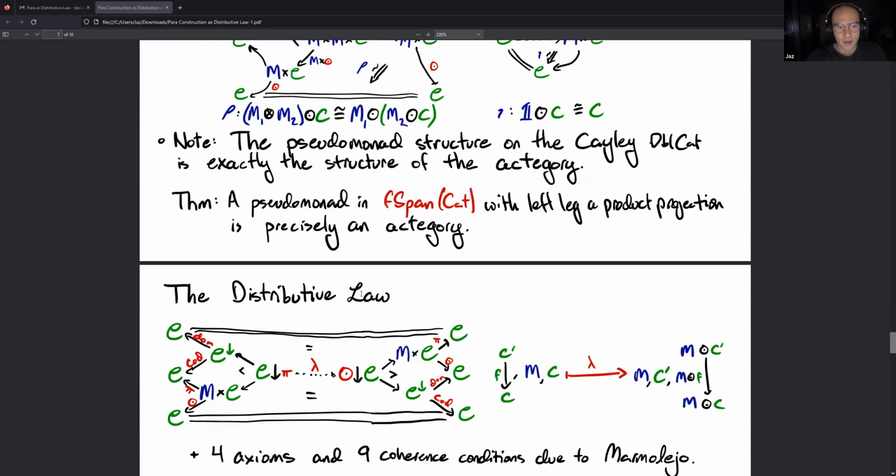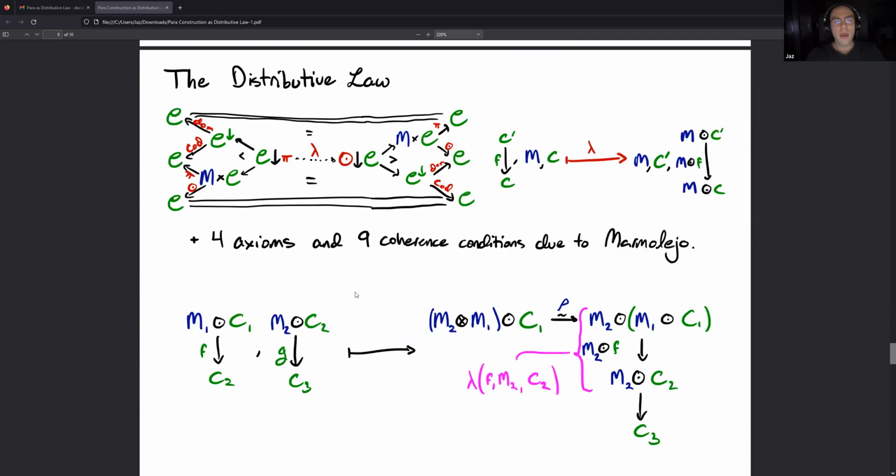We're now going to put these together into our distributive law. The way the distributive law works is it has a signature.